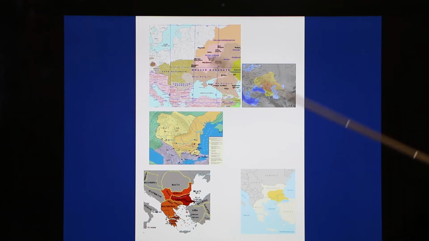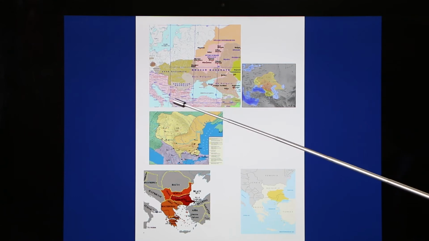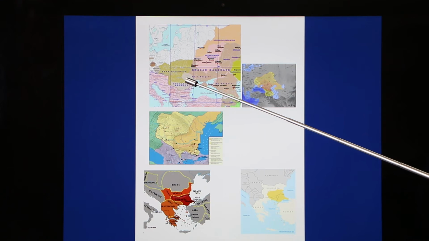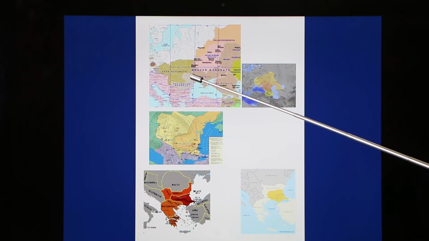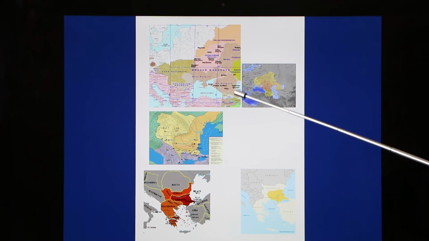So the Bulgarians then start a Bulgarian Khanate. Above that is an Avar Khanate. To the right is a Khazar Khanate. And here you have the Ak Bulgars, or the White Bulgars.